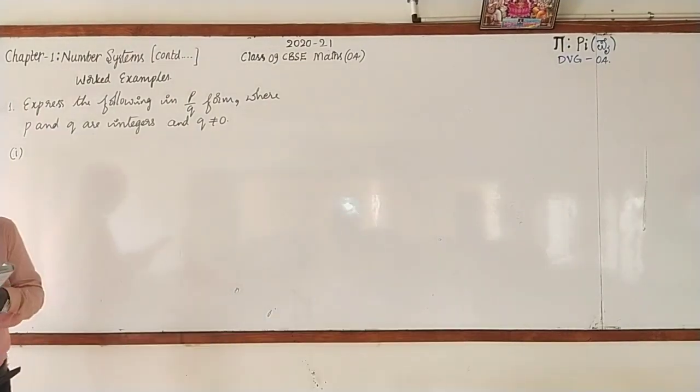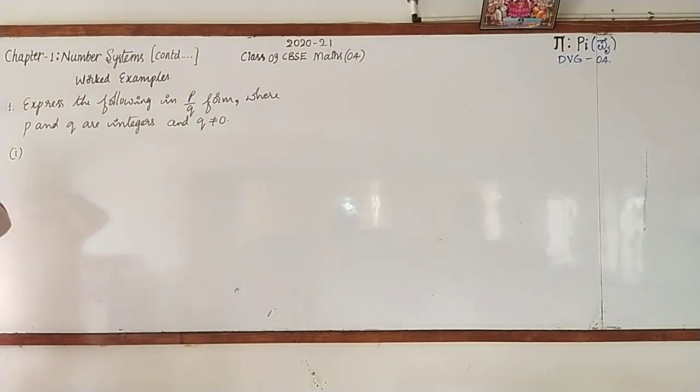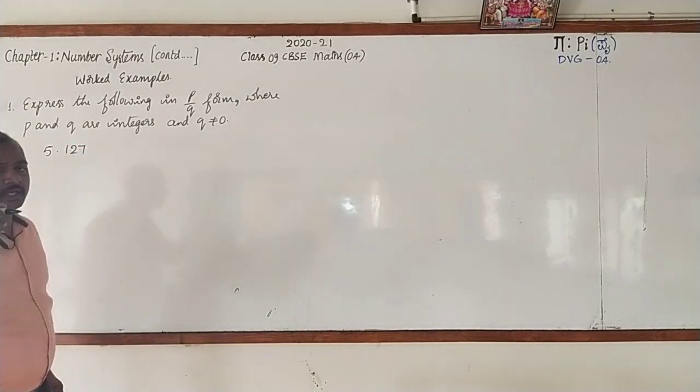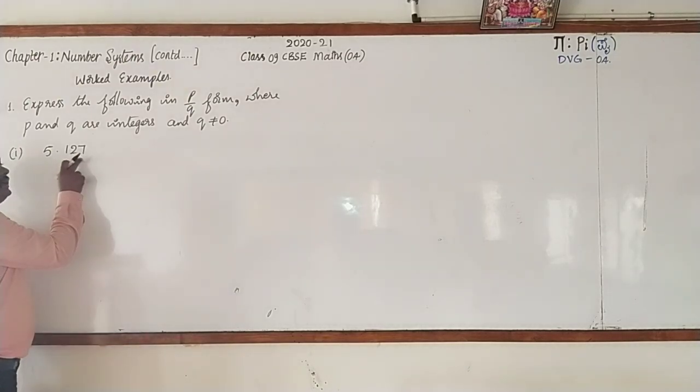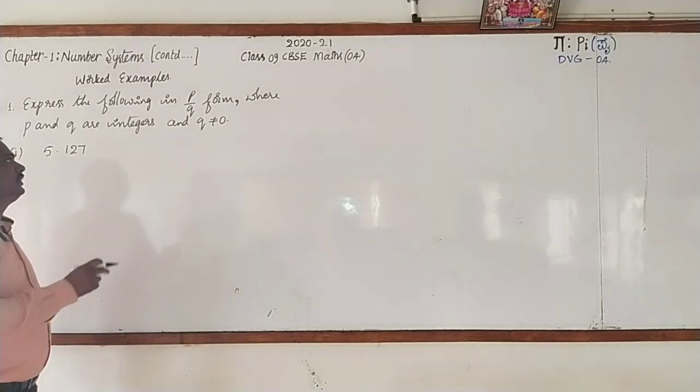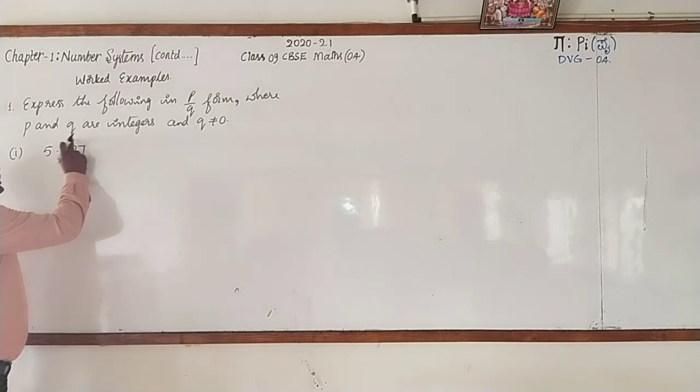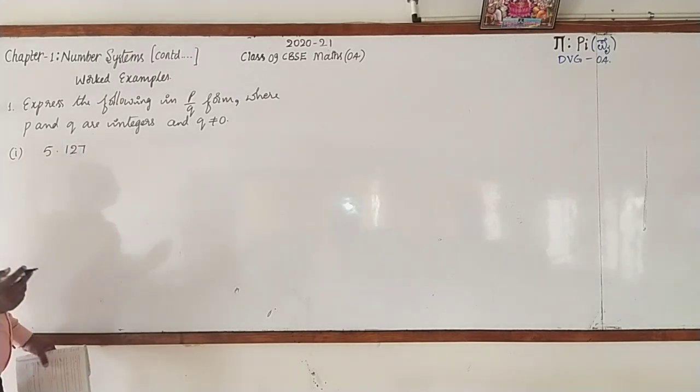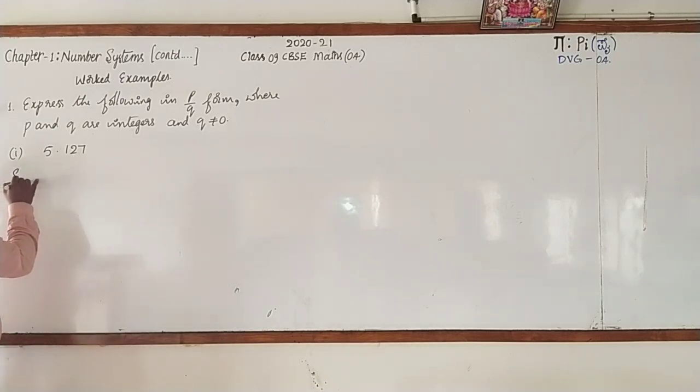Now let me go for taking the very first example. It is 5.125. Now could you tell what type of decimal expansion? Yes, your answer is right. It is terminating. Why is it terminating? Because it has a countable number of digits in the decimal part. Let us come to know how to write it in p by q form.